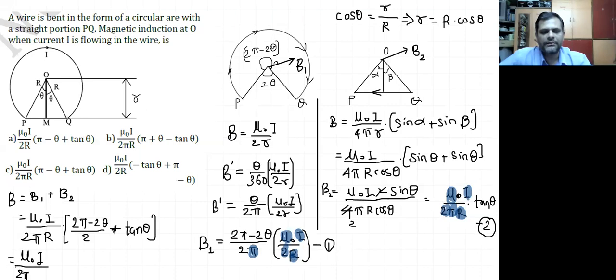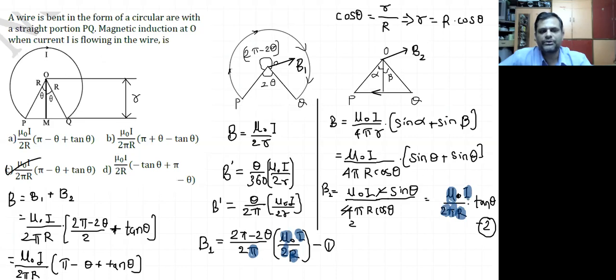upon 2 pi r will be kept as it is. And here if we just take this 2 common and just cancel it out, then we can just be left with pi minus theta as it is here in the bracket, so that we can just get it as pi minus theta plus tan theta, and that is going to be the final answer, which is actually going to be present here, pi minus theta plus tan theta with mu naught upon 2 pi r outside.